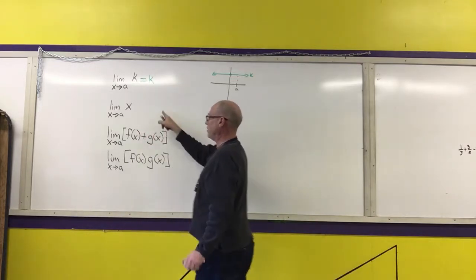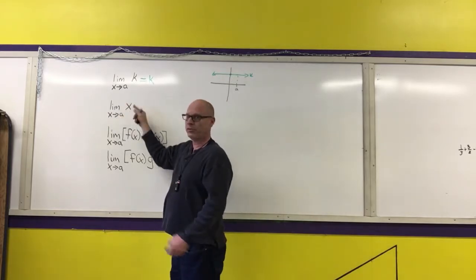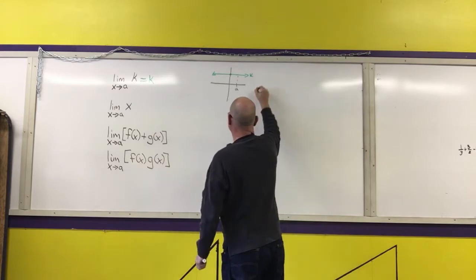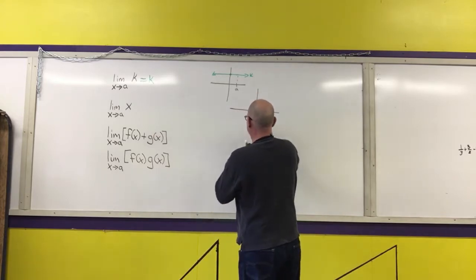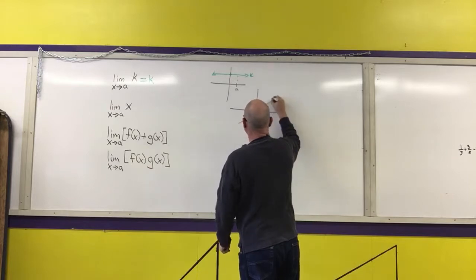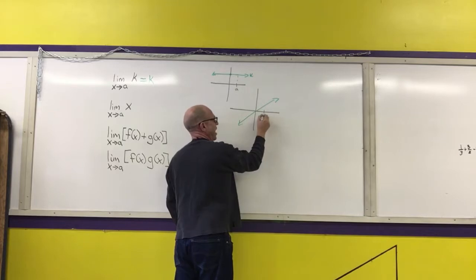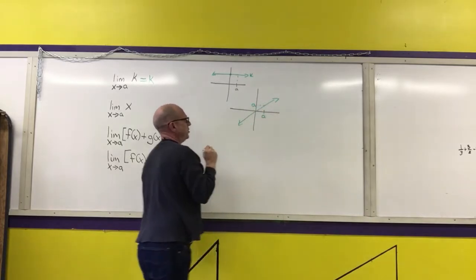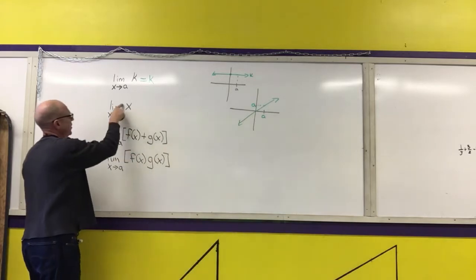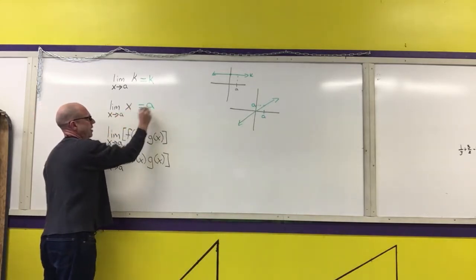The second basic idea is the limit as x approaches a. What does x approach? Well, let's draw the identity function. Well, the identity function is a memorized graph. If I put a into the function, I will get a out of the function. So the limit as x approaches a of x is just a.